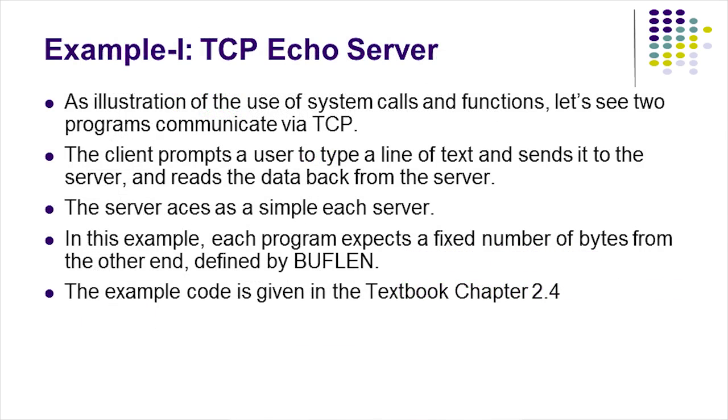As an illustration of the use of system calls and functions, let's see two programs communicate via TCP. The client prompts a user to type a line of text and sends it to the server, and reads the data back from the server. The server acts as a simple echo server. In this example, each program expects a fixed number of bytes from the other end, defined by buffer length. The example code is given in the textbook chapter 2.4. In the following, we review the important code components.